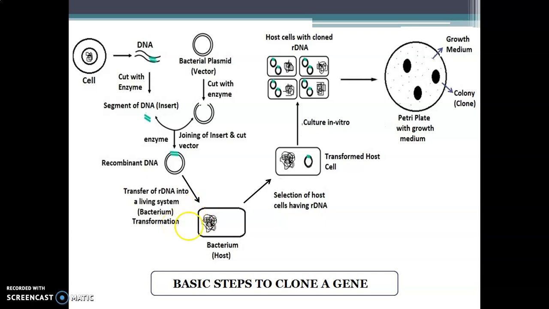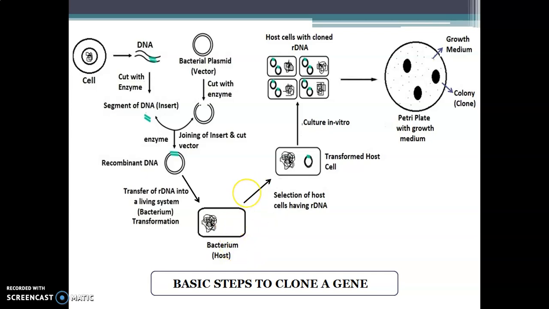Remember that the choice of host will ultimately depend upon the choice of the vector. So you have to select the host keeping in mind that your vector should be able to autonomously replicate inside the host in which you are going to transfer it. So we have used plasmid, that's why we have used bacterium as a host here.